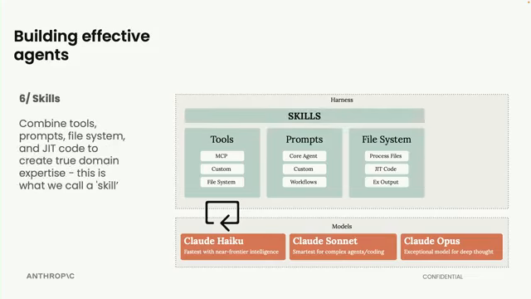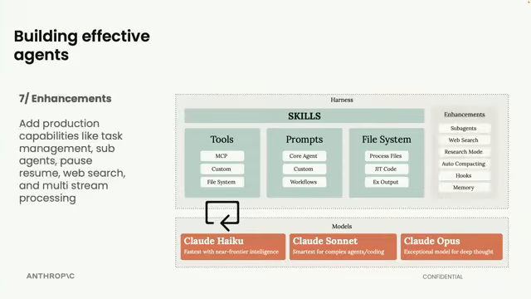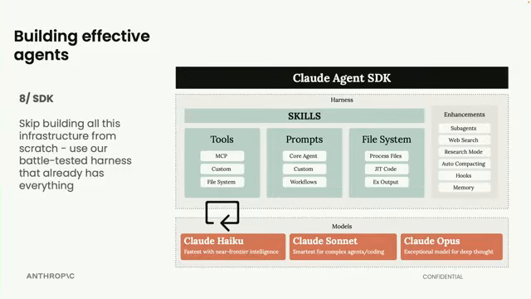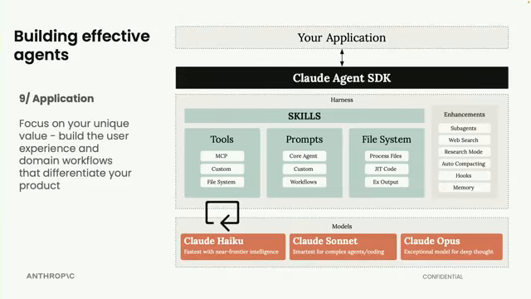And then there are skills which we've rolled out recently, and we can talk more about skills if that's interesting to you guys as well. And then things like sub agents, web search, research, compacting, hooks, memory. There are all these other things around the harness as well, and it ends up being quite a lot. So the Claude Agent SDK is all of these things packaged up for you to use, right? And you have your application.